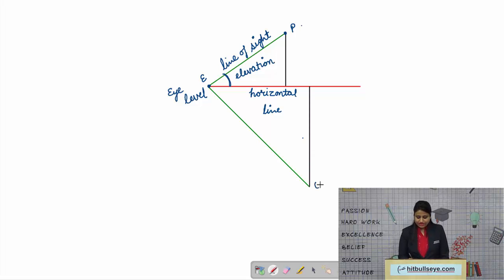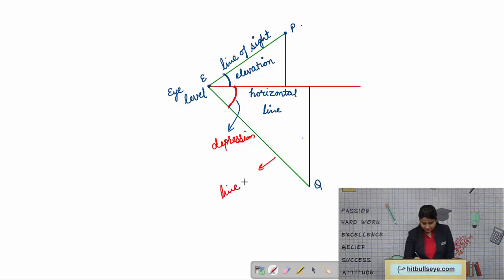Similarly, if we are looking at point Q, we have to lower our head to view point Q. In this process, our eyes move through an angle which is called depression angle. So in this case, let us take another color, this angle is the angle of depression. And again, in this process, this green line is known as line of sight. Now let us move to questions.